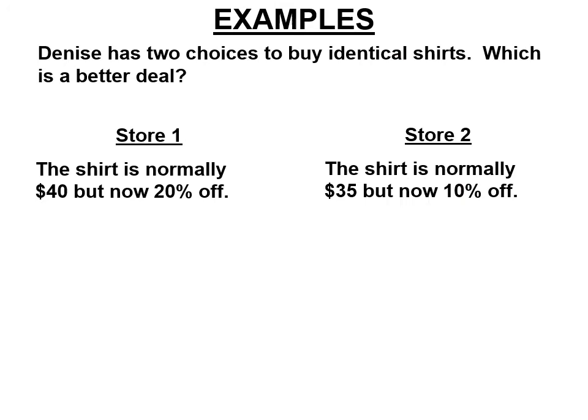All right, so Denise had 2 choices to buy identical shirts. Which is a better deal? The shirt is normally $40, but now 20% off. So in this one, she's going to pay 80% of the price. She's going to pay $32.